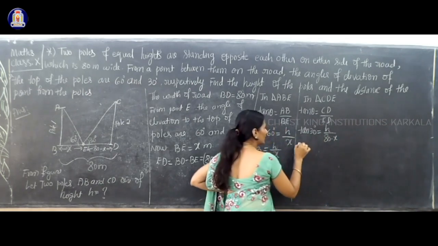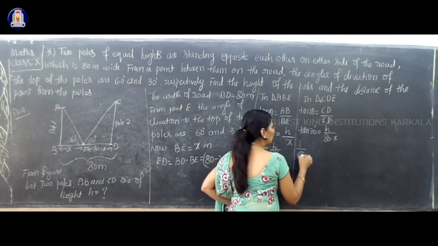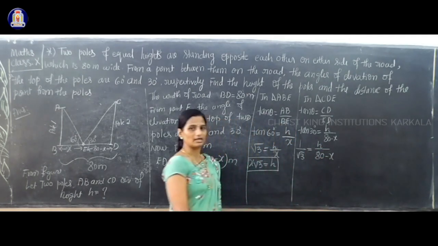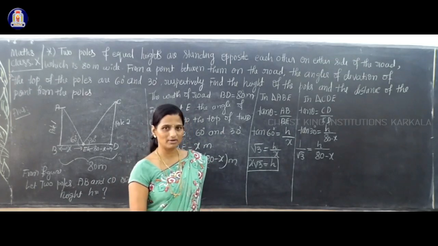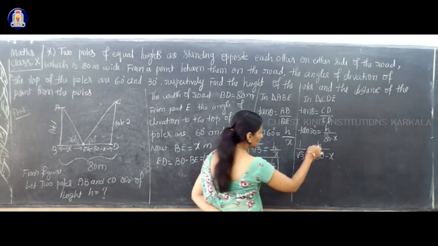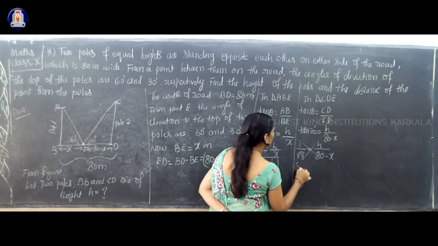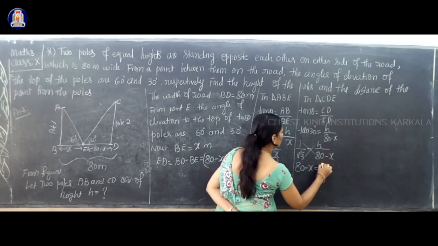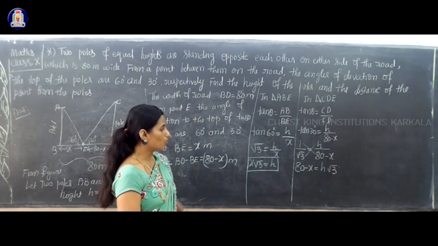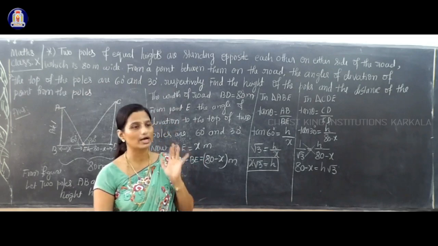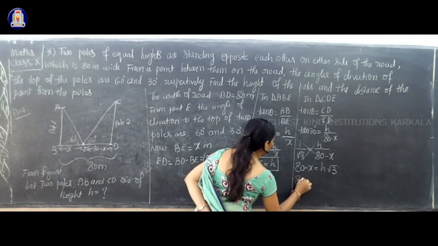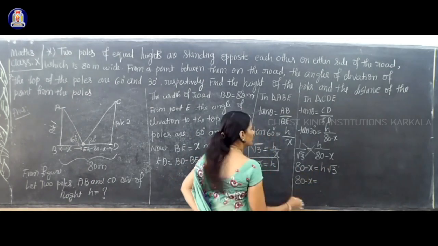Now simplification. Tan 30 is 1 divided by root 3, equal to h divided by 80 minus x. Now cross multiply. So cross multiplication, 80 minus x is equal to h into root 3. Now what we need? I need h and also I need x. Can I substitute h in this one? Yes. So now 80 minus x is equal to, h is what?